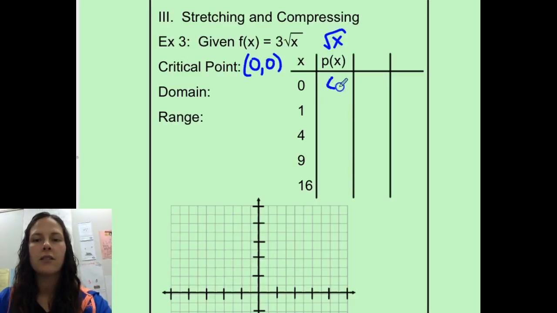Square root of 0 is 0. The square root of 1 is 1. The square root of 4 is 2. The square root of 9 is 3. And the square root of 16 is 4.